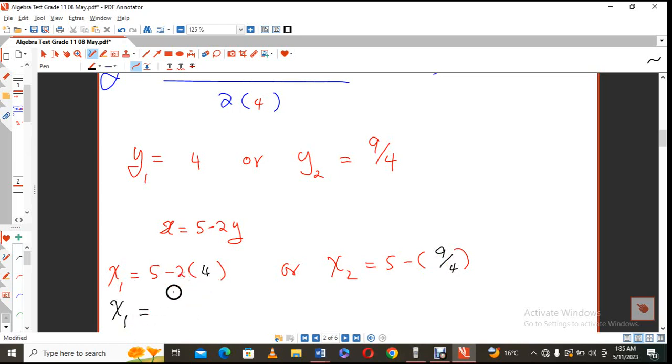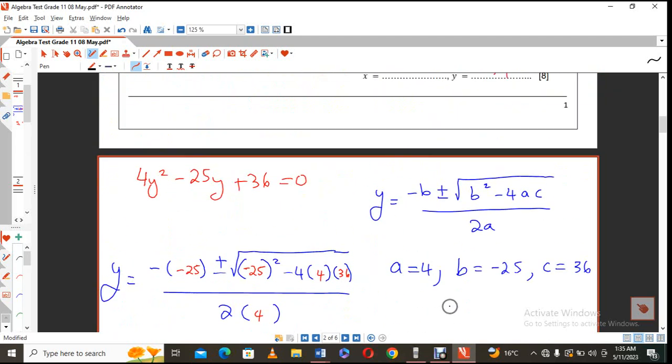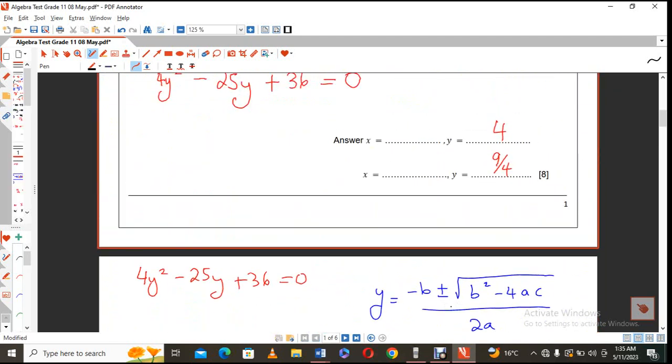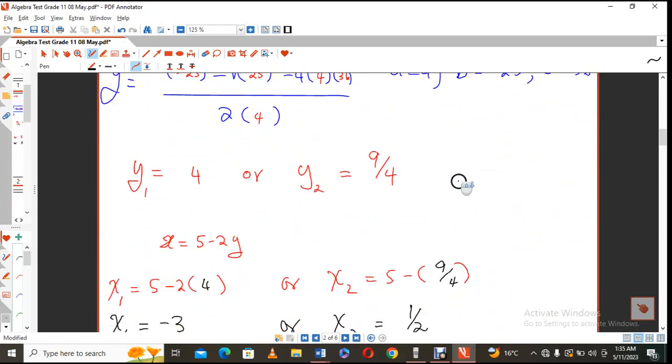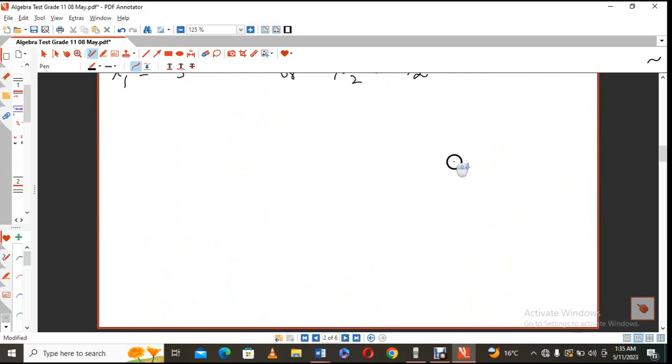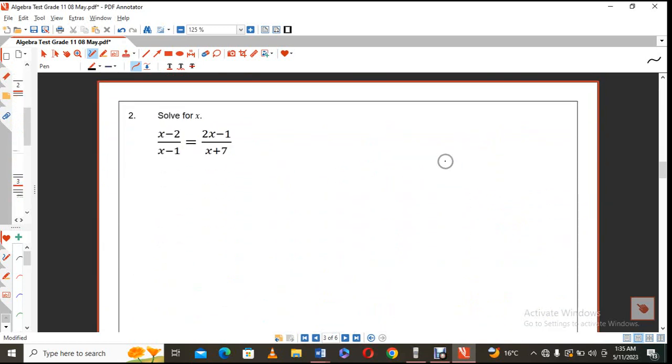If you do that, you'll have an answer for x, which is 5 minus 8. 5 minus 8 is negative 3. And another answer for x would be 5 take away 9 over 2, which of course gives you 1/2. So when y is 4, x is negative 3, so you can go ahead and put that value over there, and we already determined that the other answer was 1/2. Totally up to you, as long as you get to the answers.